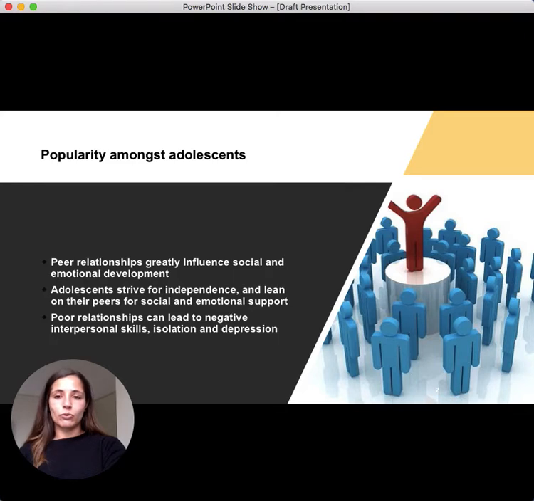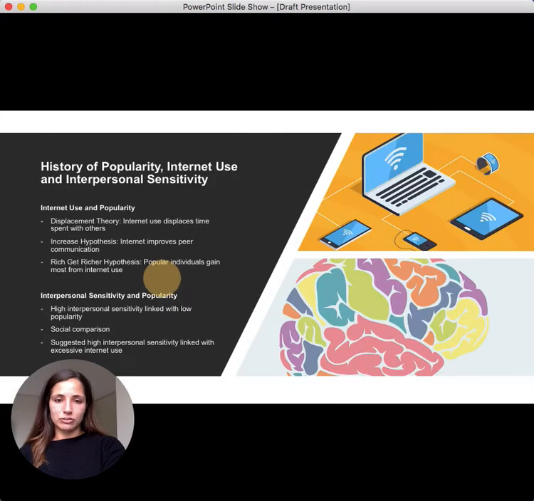Negative relationships or lack of relationships can often lead to poor interpersonal skills, isolation, and mental health concerns such as depression. A number of pre-existing theories highlight the positive and negative consequences of internet use, as well as who benefits and suffers most. Studies around interpersonal sensitivity suggest that high levels are more commonly associated with low popularity and social comparison, as well as higher levels of internet use.